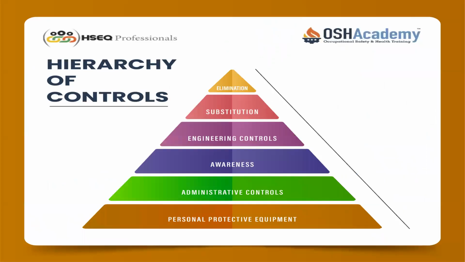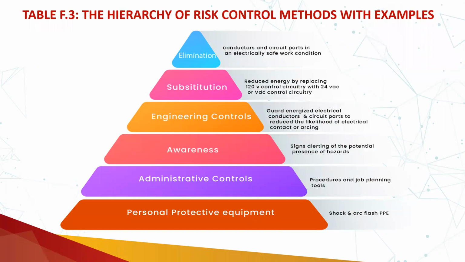So this is the hierarchy of risk control, starting with elimination, substitution, engineering control, awareness, administrative control, and personal protective equipment. Elimination is related to establishing an electrically safe work condition. We have already talked about eliminating the hazard by design. In substitution, we take into consideration, for example, changing the voltage level from 120 volts to 24 volts AC or DC; that will fall under substitution.